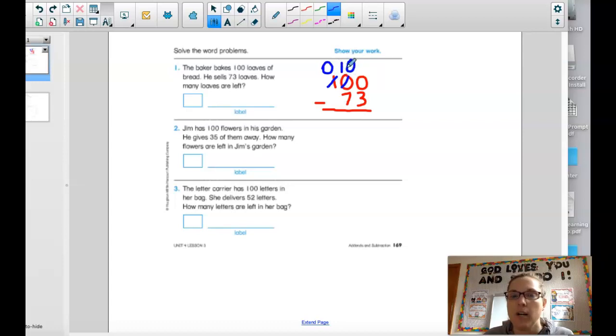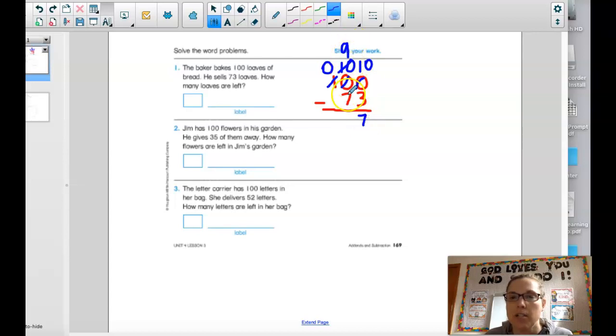And now we can take one of these 10s and bring it over here. So we're going to cross out the 10 and put a 9. So we're taking one away and bringing it into the ones place. So instead of 0, now we have 10. And now you can subtract because we have more on top. So think 10 minus 3, write it. 10 minus 3 is 7.